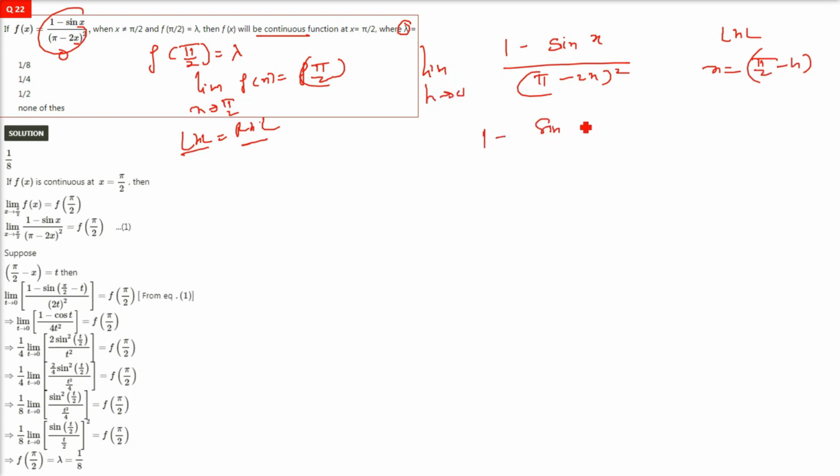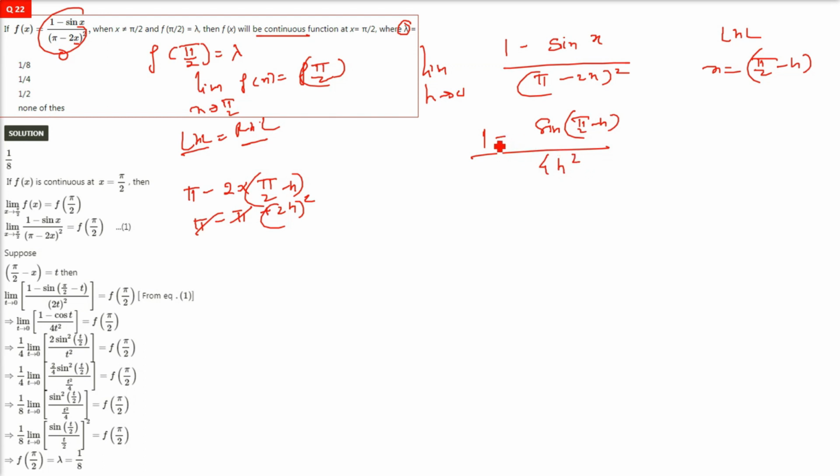So 1 minus sine pi by 2 minus h divided by, so pi minus 2 into pi by 2 minus h. I am not squaring, just solving this. Pi minus pi plus 2h, sorry. So pi gets cancelled. You have 2h, and there was a square also, pi minus 2x whole square. So this is 2h whole square, which is 4h whole square. Now you have 4h square.